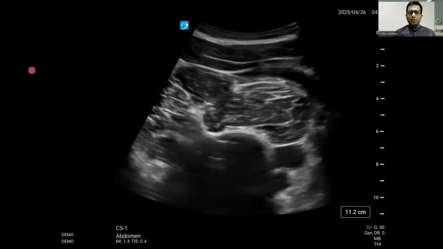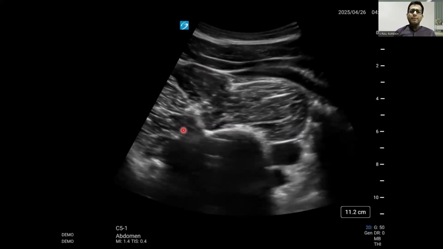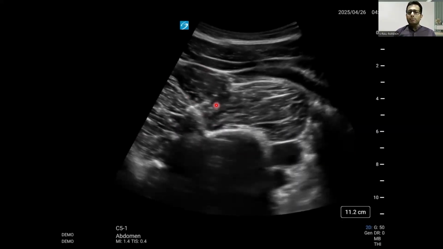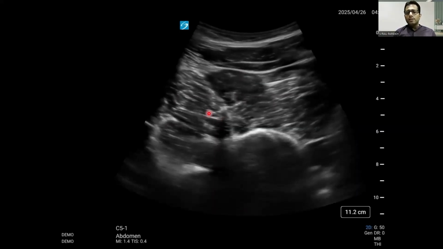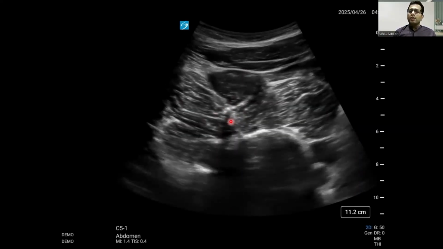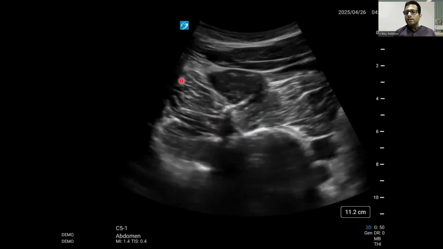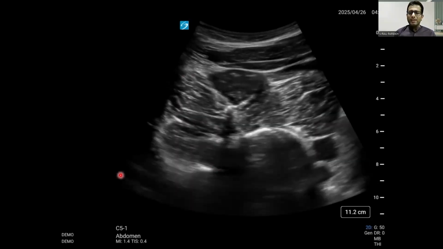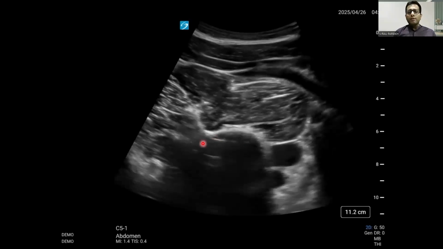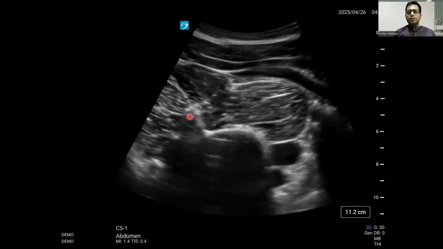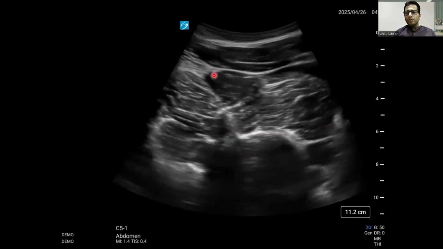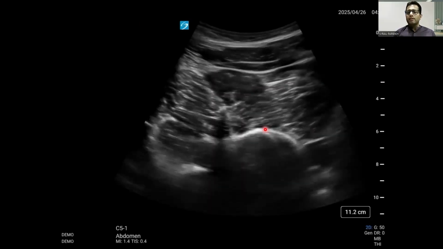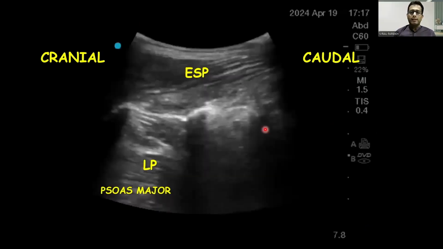This is a video showing the scanning, and as I mentioned, the needle is coming from the posterior edge. If we target the needle towards the transverse process, we tend to encounter the transverse process while reaching the psoas major. In this video, as we can see, I'm moving my transducer cranial and caudal so that the transverse process goes out of the picture. The needle comes from posterior to the anterior side, and we tend to deposit the local anesthetic.